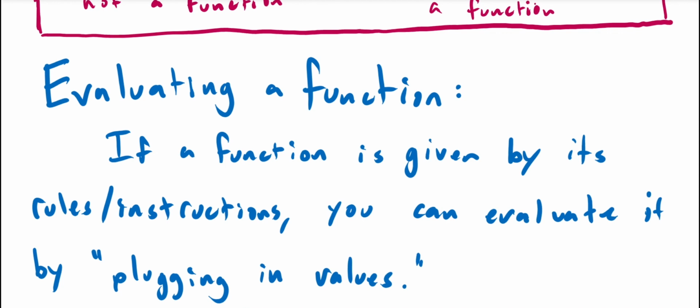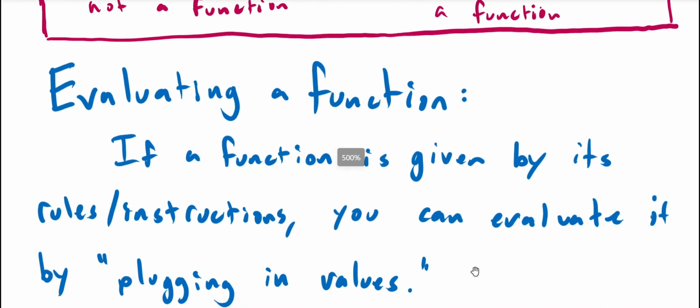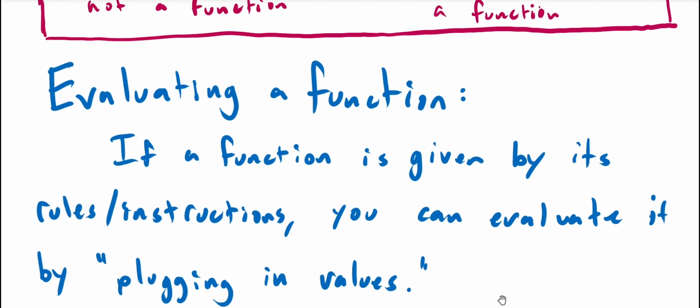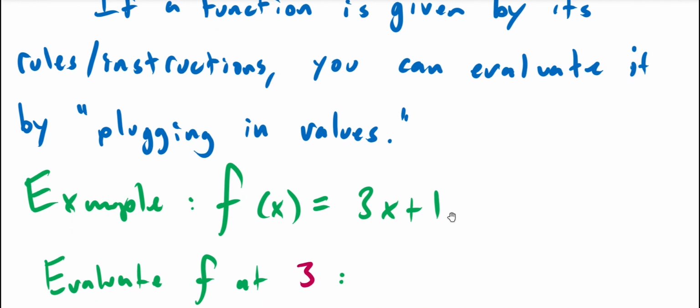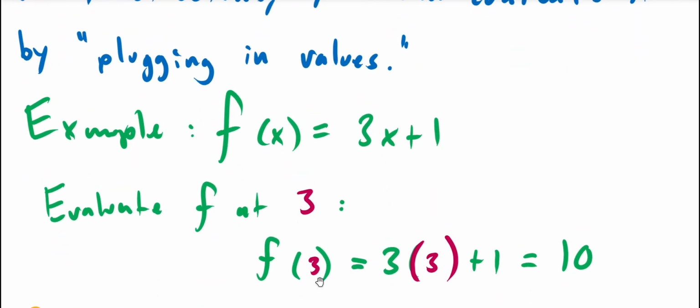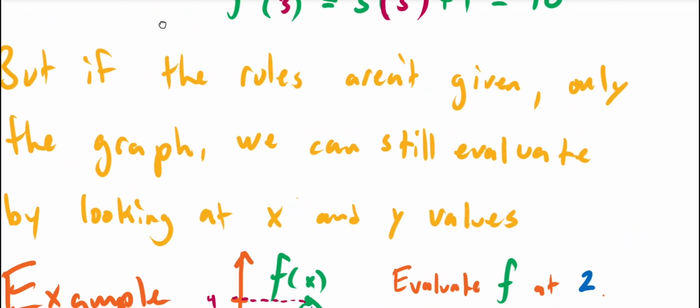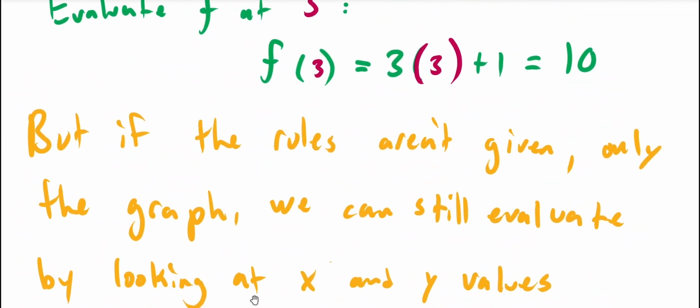All right, let's talk about one more idea here, which is evaluating a function. If a function is given in terms of rules and instructions, then you can evaluate it by plugging in values. Like, for example, when we had 3x plus 1, if I wanted to evaluate this at 3, I just change x to a 3 and do my arithmetic, and bada boom, bada bing, I get a 10. But that's not what might happen with a graph. What if we're not given the rules? What if we're only given the graph? Well, then we can still evaluate this and more by looking at the graph.